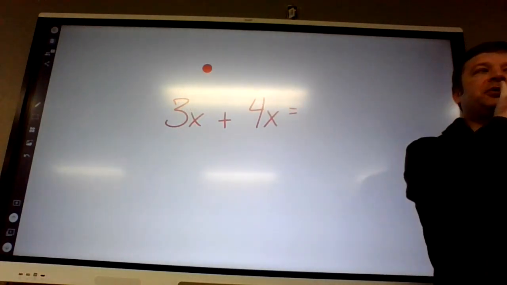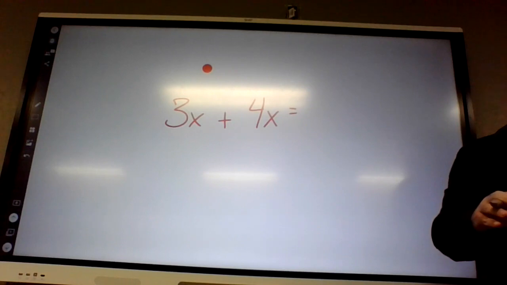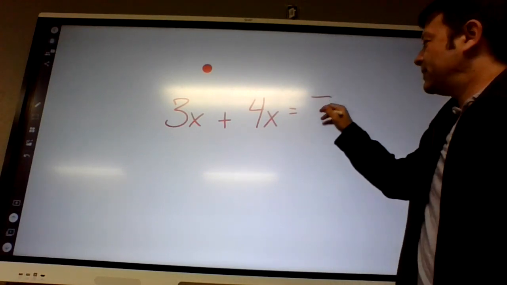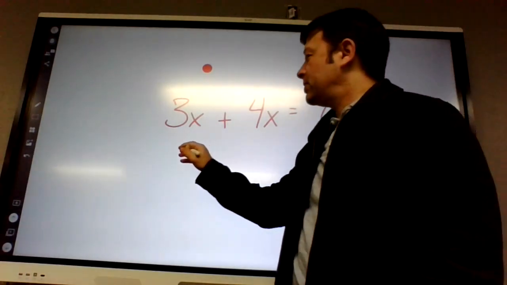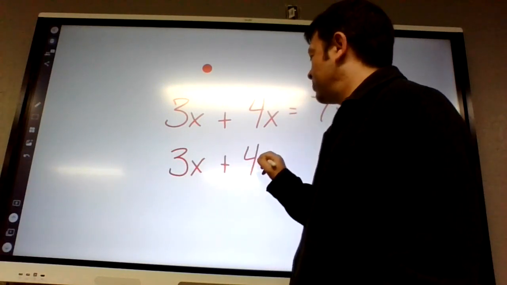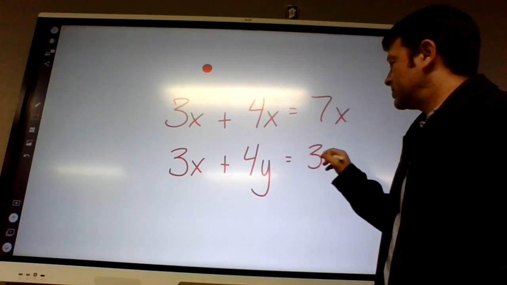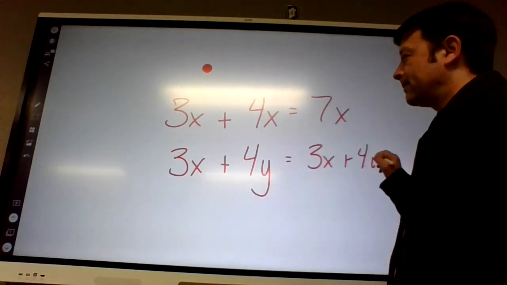What is 3x plus 4x? 7x. What does 3x plus 4y do? It stays the same. It does not simplify, right?